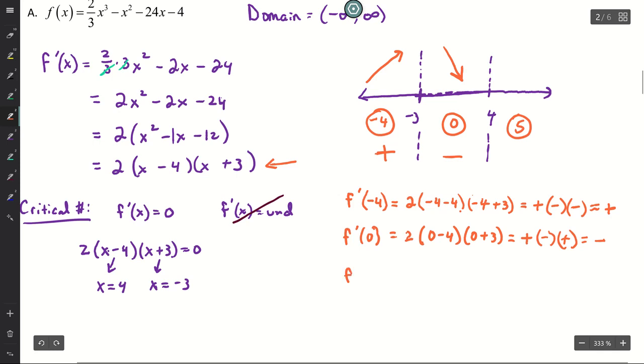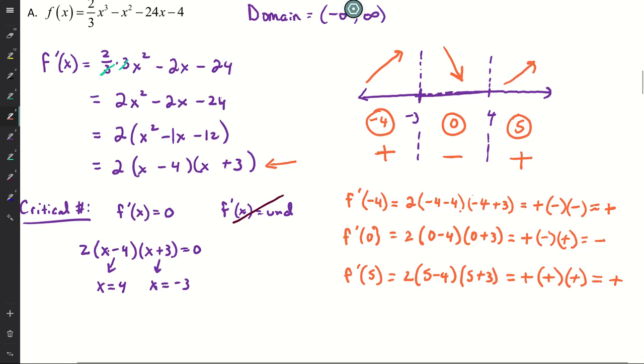And then f prime at 5. We have 2 times 5 minus 4 times 5 plus 3. 2 is positive. 5 minus 4 is positive, and 5 plus 3 is positive. So we have 3 positives being multiplied, which would definitely be positive. So the sign of the derivative is positive, and then that would indicate to me that I'm increasing.